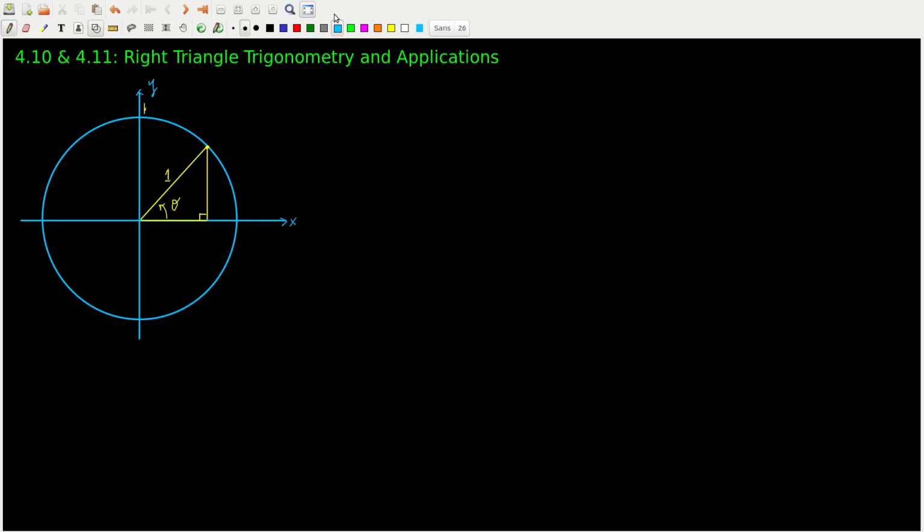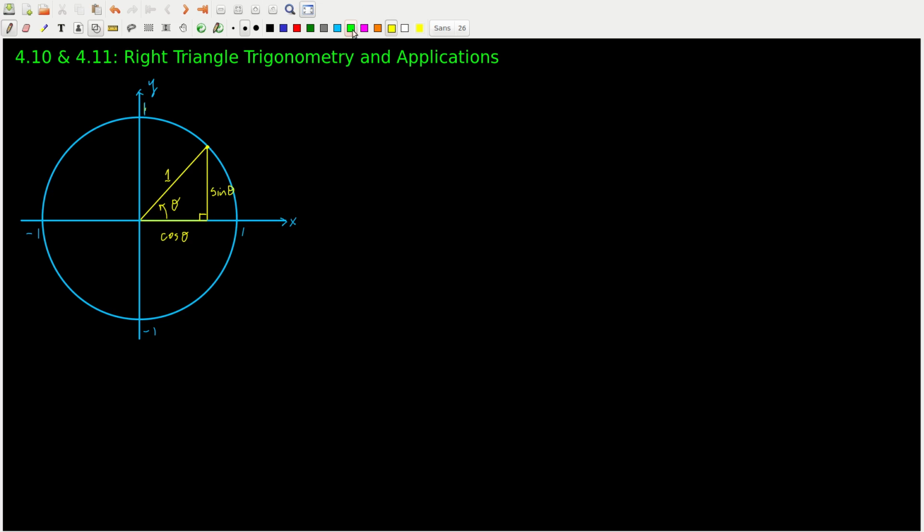G'day! Today we're going to extend our discussion of the unit circle and trigonometry to the idea of right triangles. We have a unit circle, so the radius is always 1. We defined sine and cosine based on the x and y coordinates of a triangle inside the unit circle. So if that circle has an angle theta in standard position, then we call cosine the length of the x part of that triangle, and the sine of theta is the length of the y leg of that triangle.